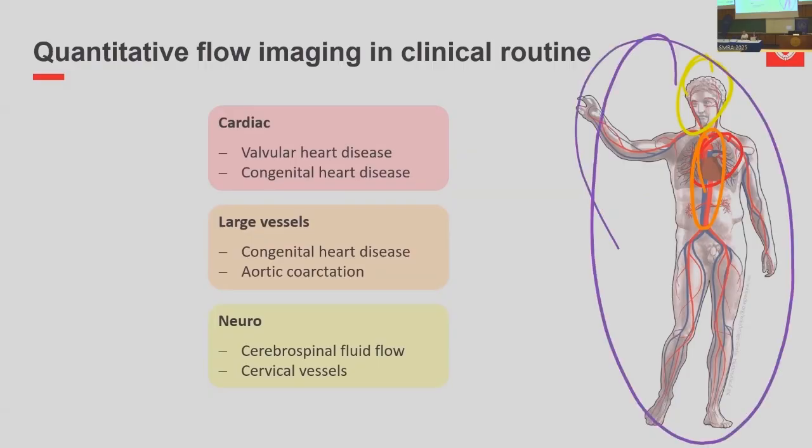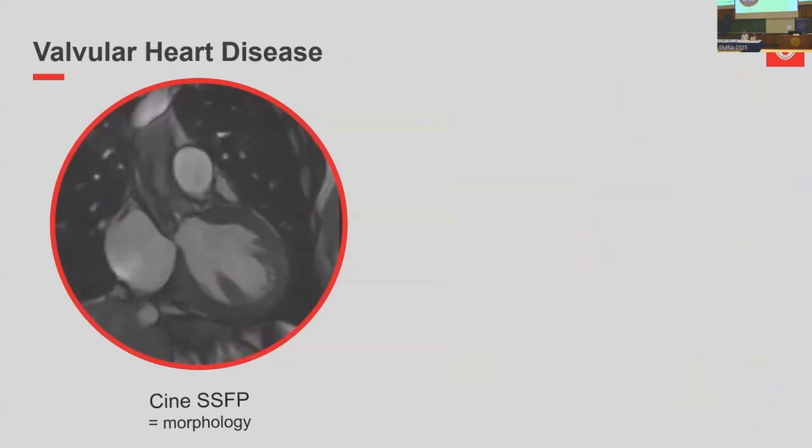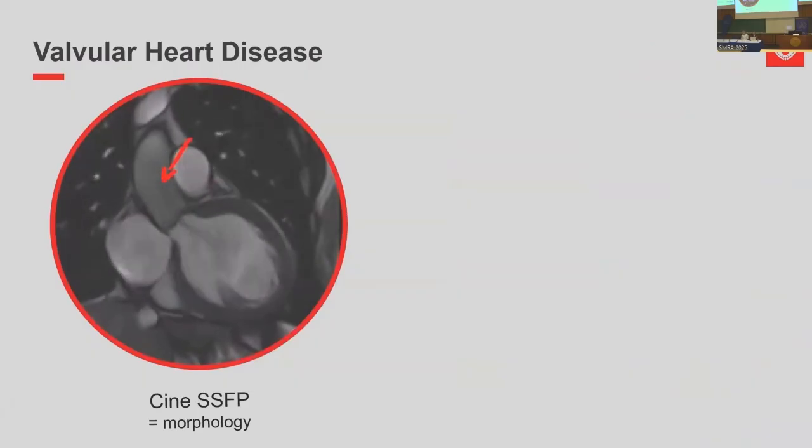In this presentation, I would like to share typical and not so typical cases from our clinical routine when flow imaging was essential. Let's start with valvular heart disease. Here you can see a cine sequence depicting the morphology and motion of the left ventricular outflow tract, the aortic valve, and the ascending aorta. You can appreciate the dephasing jets in the ascending aorta indicating stenosis, and in the outflow tract indicating regurgitation.